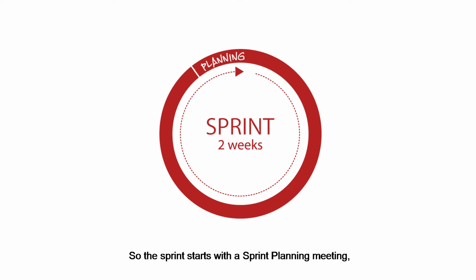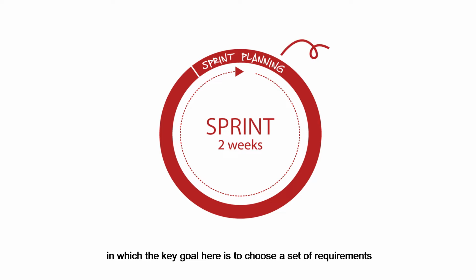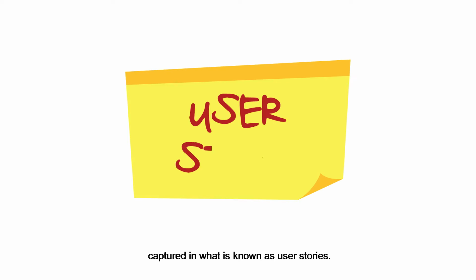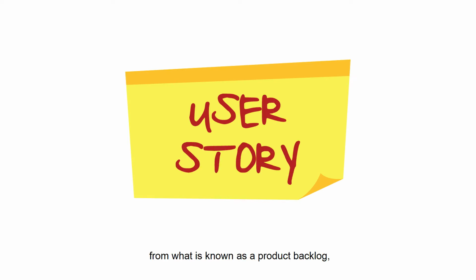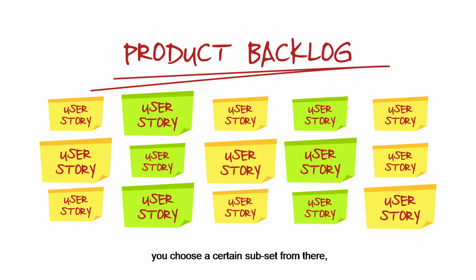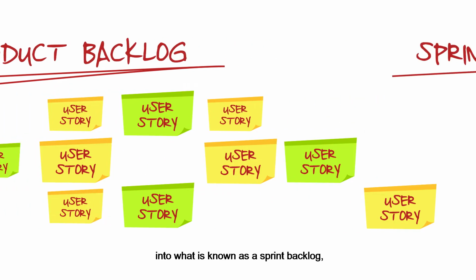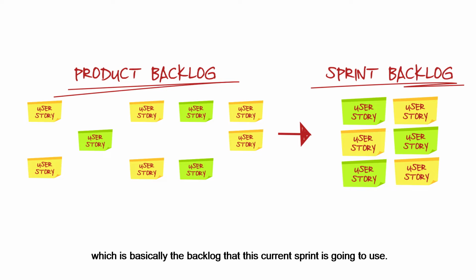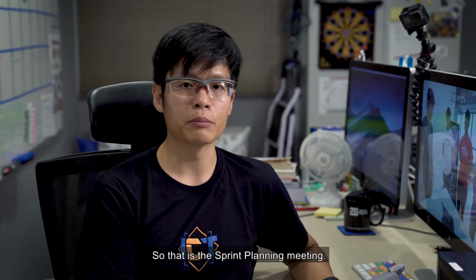So the sprint starts with a sprint planning meeting, in which the key goal here is to choose a set of requirements captured in what is known as user stories from what is known as a product backlog. So product backlog is the global list of user stories. You choose a certain subset from there into what is known as a sprint backlog, which is basically the backlog that this current sprint is going to use. So that is the sprint planning meeting.